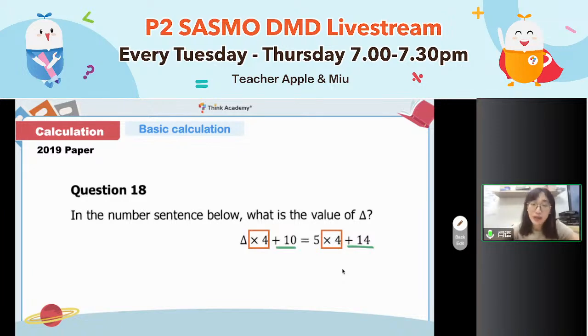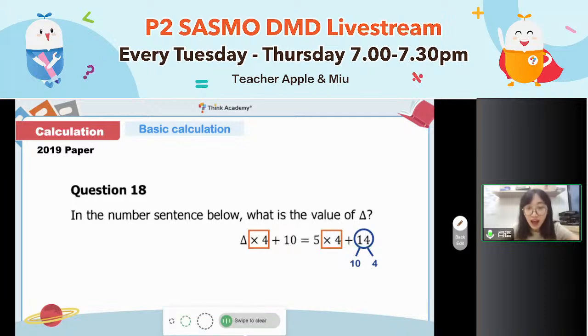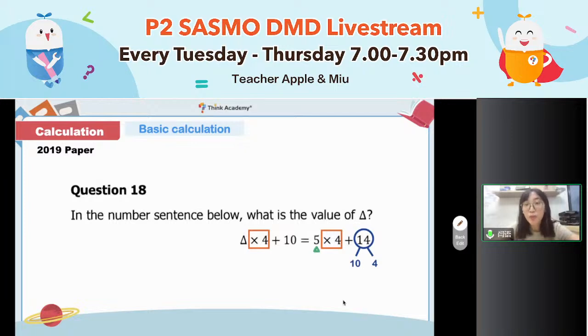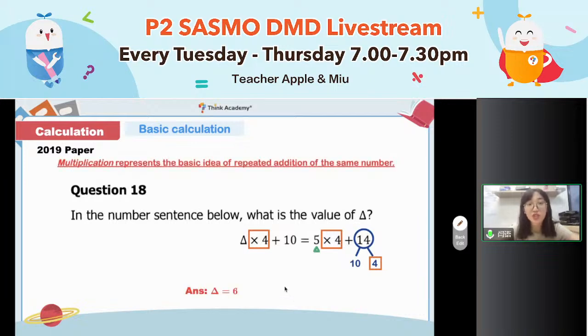Okay, here, the tip is about how can you split the number. 14, can you find 10 from 14? You can try to split 14 into 10 and 4. Again, everyone, you try to observe how many 4 are there on the right side now. Originally, we can see there are 5, and after that, you need to plus 1 more 4. So in total, we have 1, 2, 3, 4, 5 plus 1. In total, we have 6 4s here. That is why we can get triangle equals to 6. Understand now?